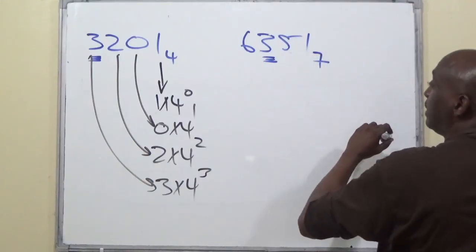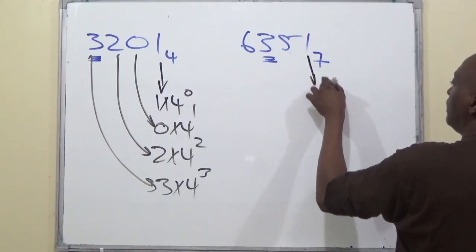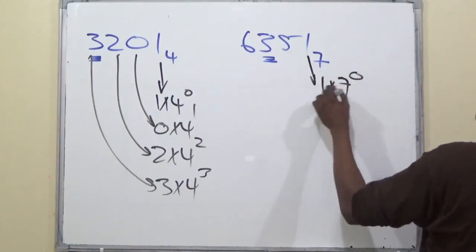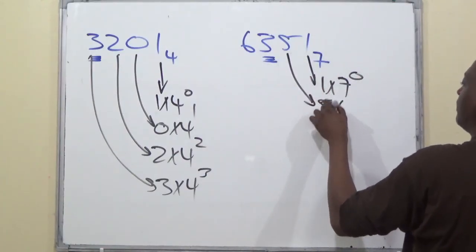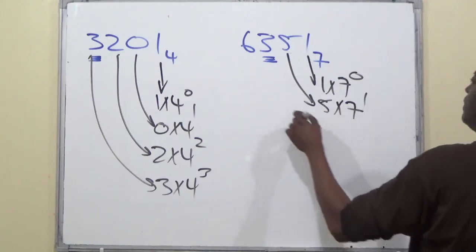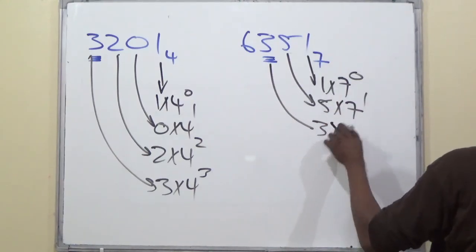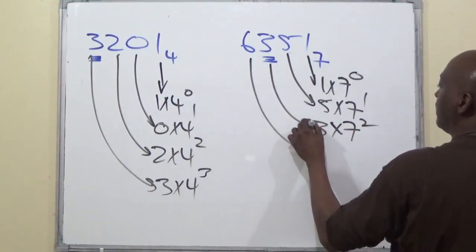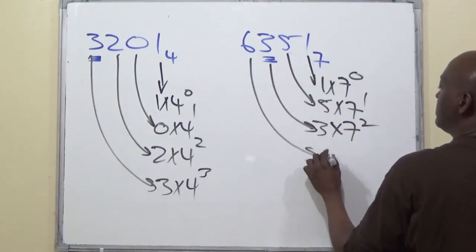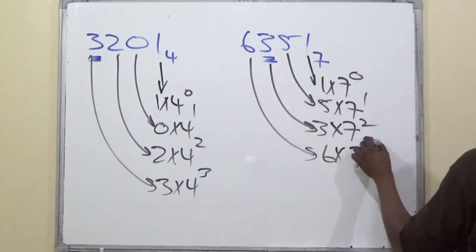In this number here, the value of the 1 is 1 by 7 to the power 0. The value of 5 here is 5 by 7 to the power 1. The value of this 3 is 3 by 7 to the power of 2. And the value of this 6 here is 6, that is written outside there, by 7 to the power of 3.